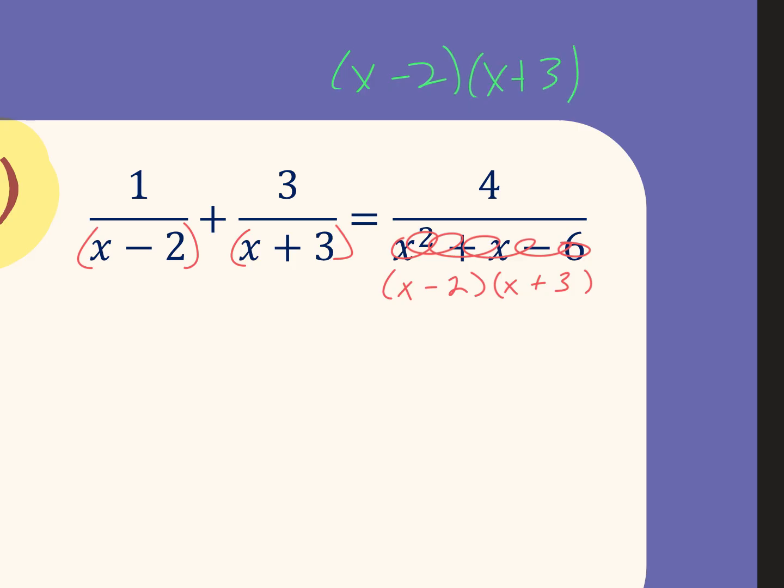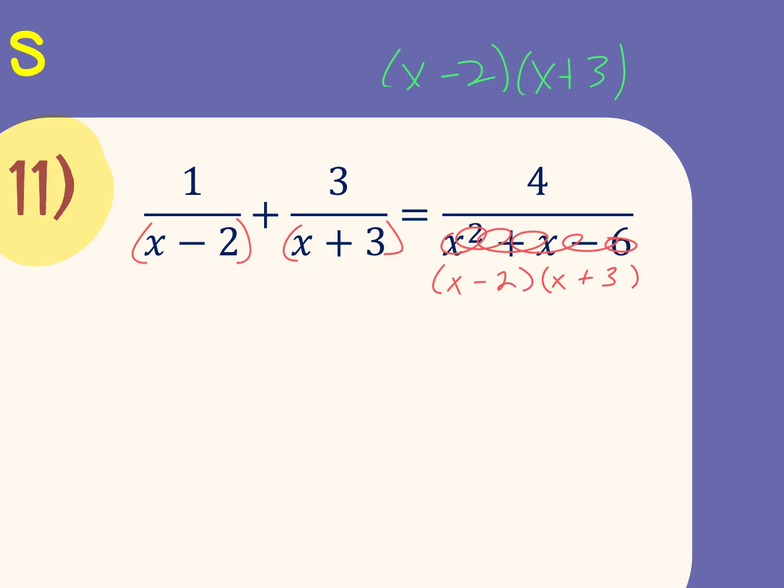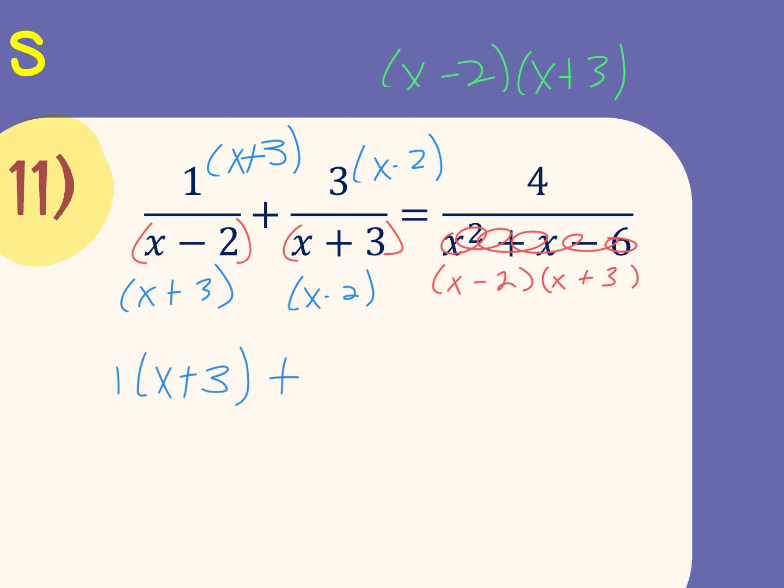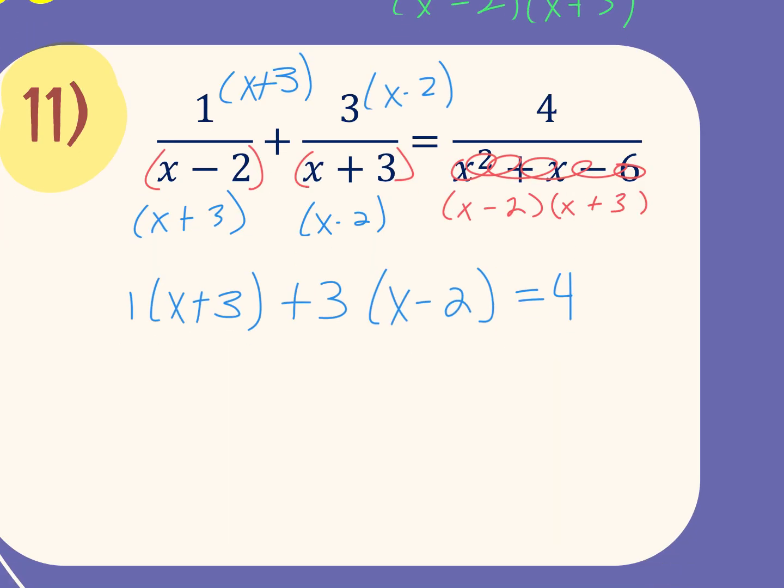So your first fraction already has the x minus 2. What is it missing? The x plus 3. What you do to the bottom, you do to the top. Your second fraction has the x plus 3. What is it missing? X minus 2. So what you do to the bottom, you do to the top. And what about the last one? Do you have to multiply anything? No. Now that all the denominators are the same, we worry just about the numerator. So you have 1 times x plus 3 plus 3 times x minus 2 equals 4.